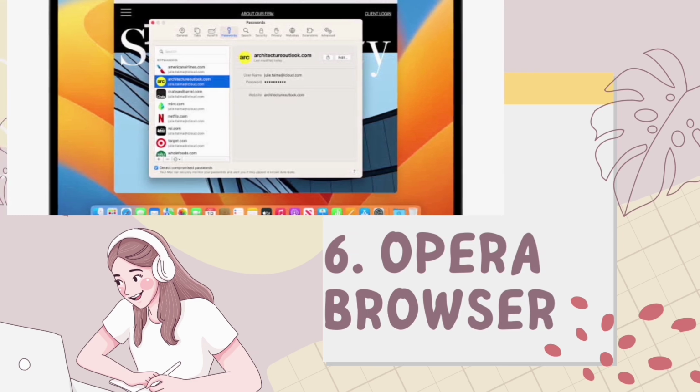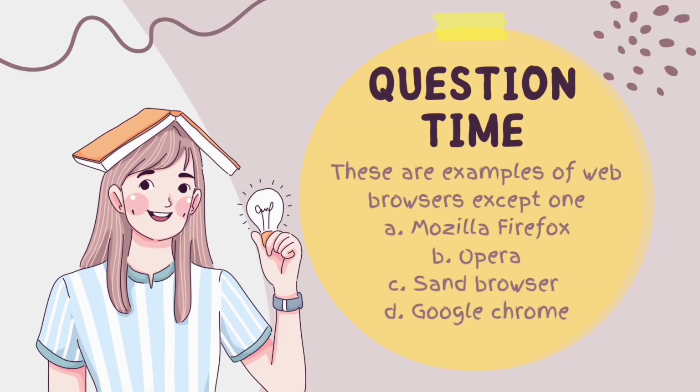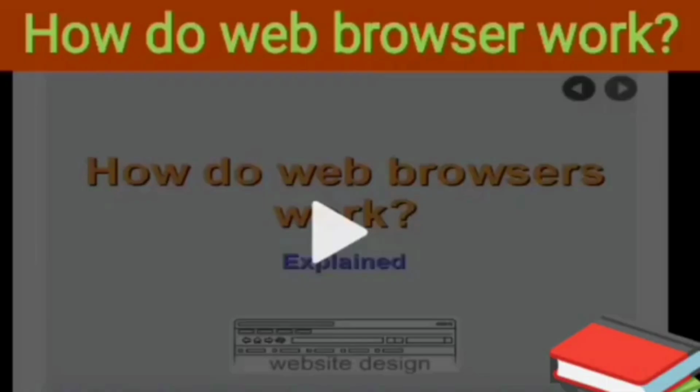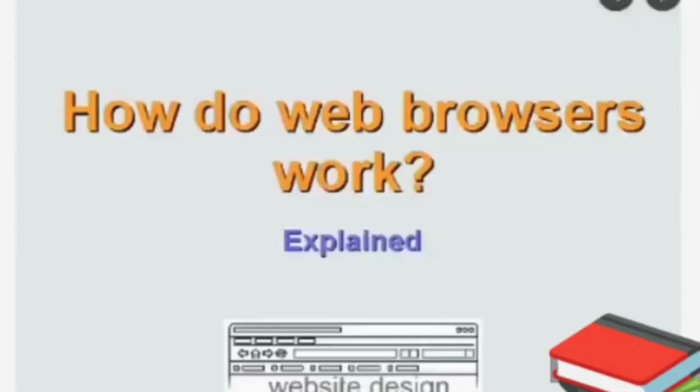It's question time. Our question for today is, these are examples of web browser except one: Mozilla Firefox, Opera, Sand browser, Google Chrome. Which one? Good. Sand. How do you think a web browser works? I want you to watch to see how the web browser works.